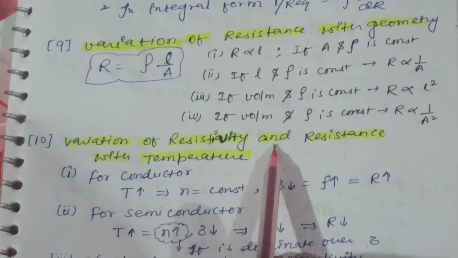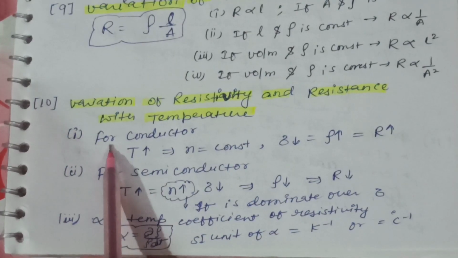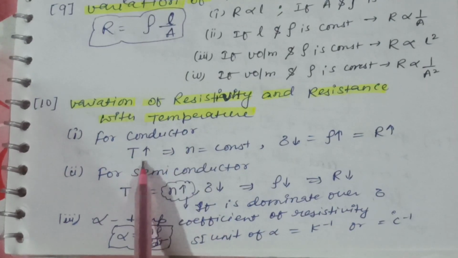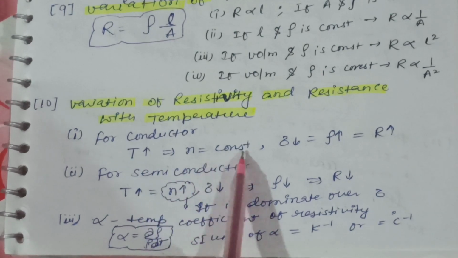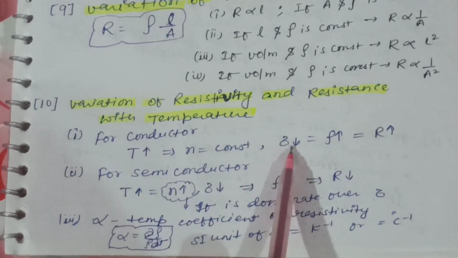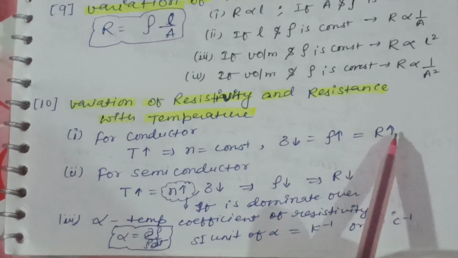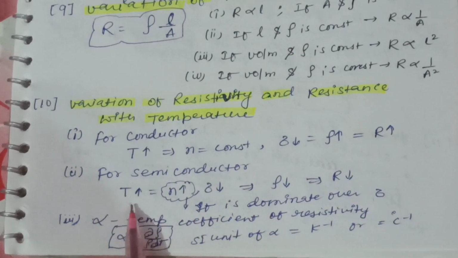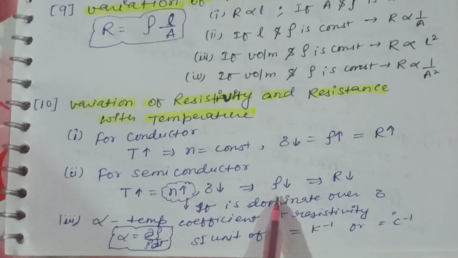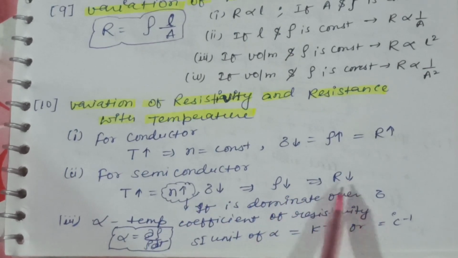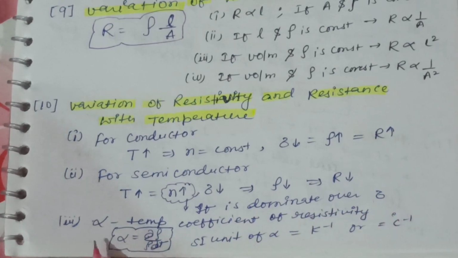Variations of resistivity and resistance with temperature. For a conductor, as T increases, n is constant, tau decreases, rho increases, and R increases. For a semiconductor, as T increases, n increases, tau decreases, rho decreases and R decreases, since the change in n is dominant over tau.